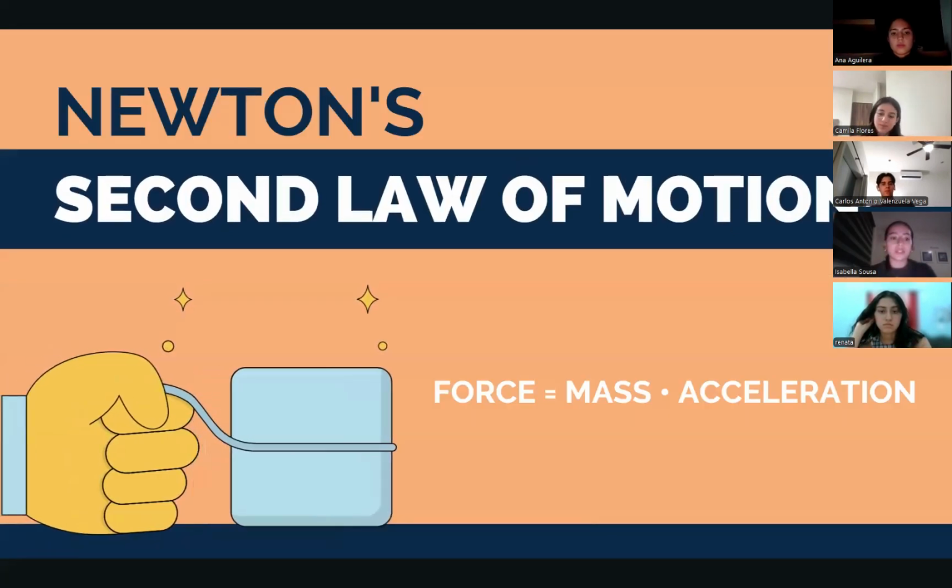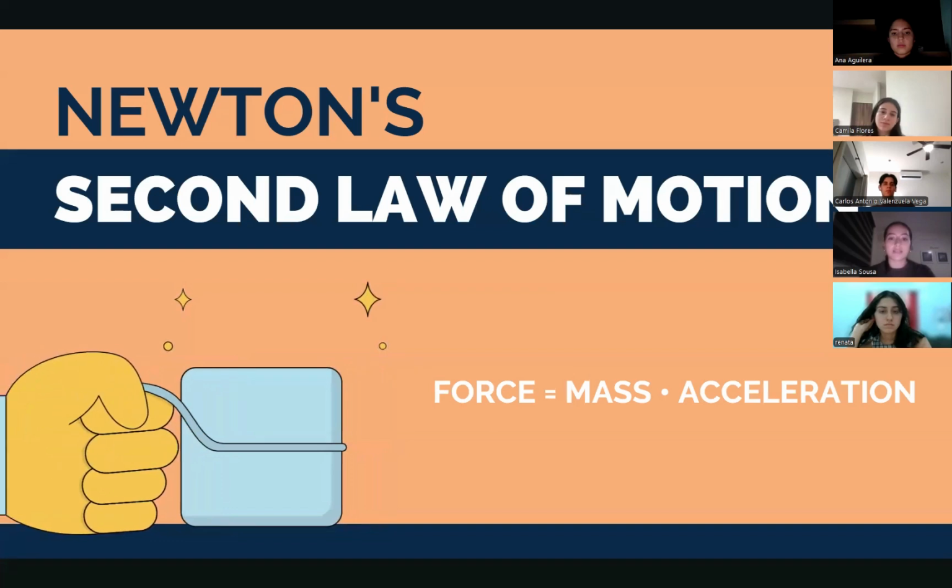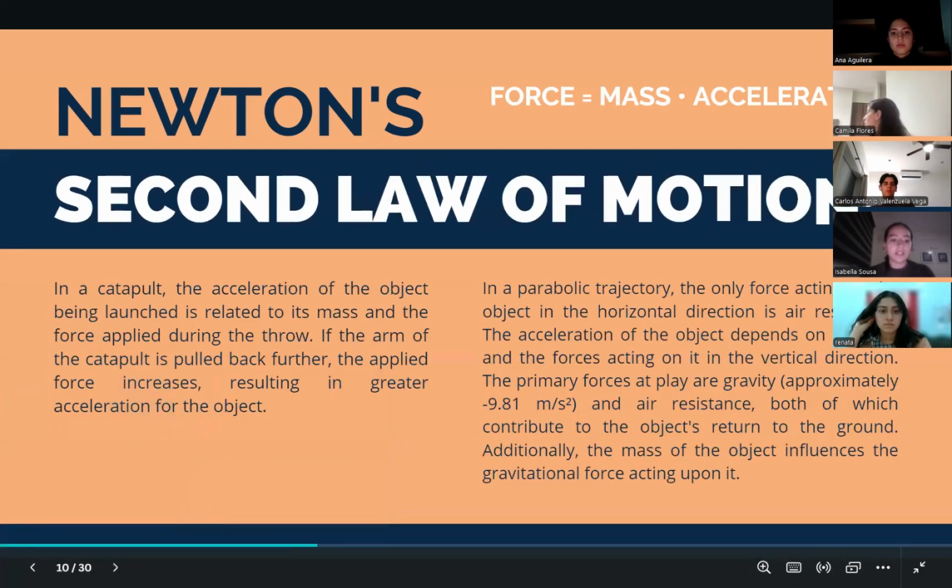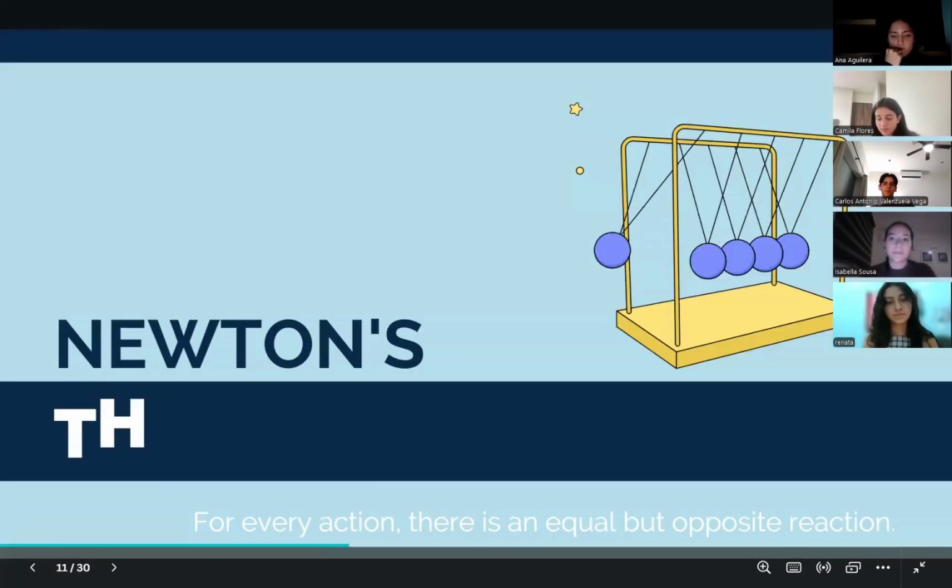Newton's second law of motion states that force is equal to mass times acceleration. In parabolic trajectory, air resistance is the only horizontal force acting on the object, while gravity and air resistance impact its vertical acceleration. The object's mass influences the gravitational force acting on it. In a catapult, the acceleration of the launched object is related to its mass and the applied force, with more force resulting in a greater acceleration.